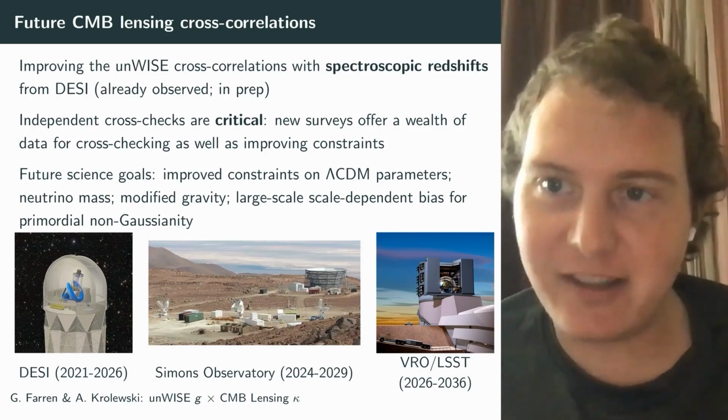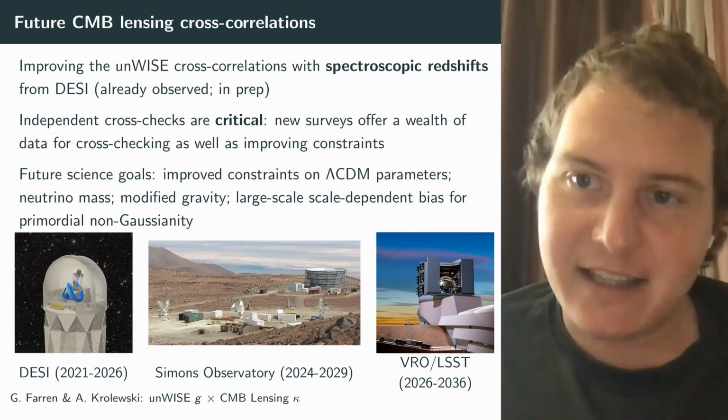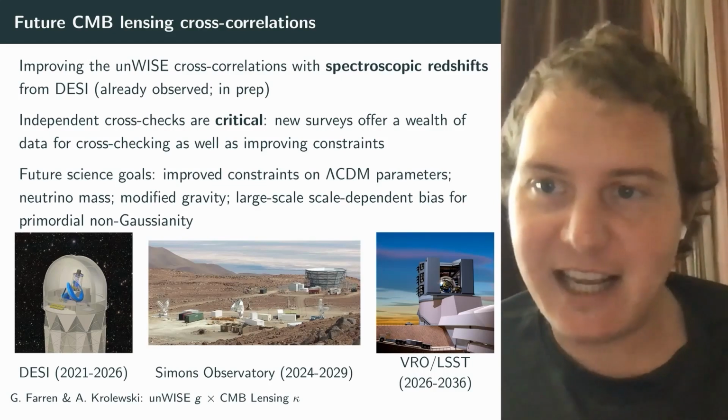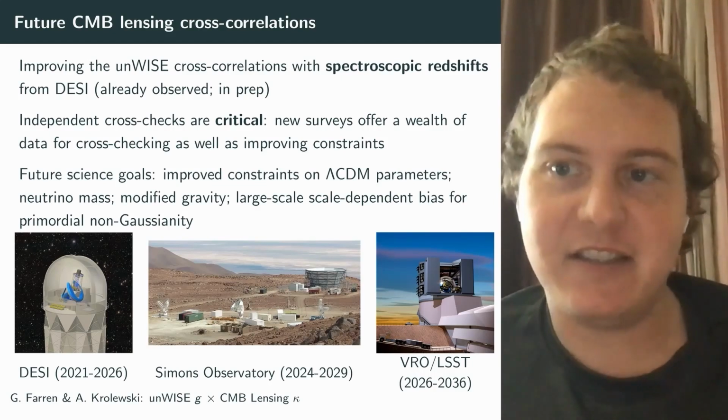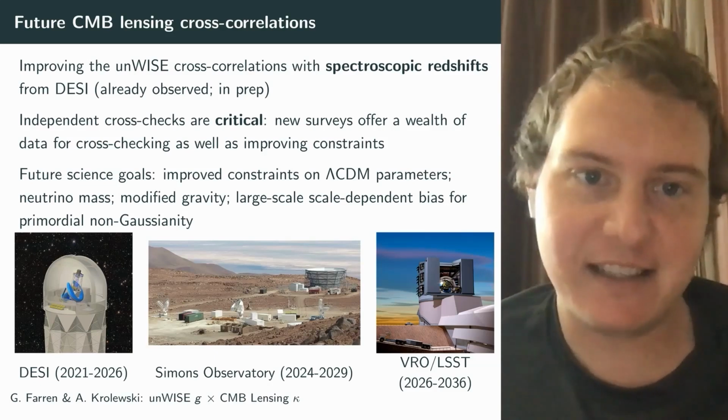We're also very excited about combining our unWISE ACT cross-correlation with Planck primary CMB. As we discussed earlier, they are in very good agreement, so therefore they can be combined. And as Gerrit mentioned at the beginning, this combination is sensitive to the neutrino mass. So we're very excited about the potential of that kind of analysis.